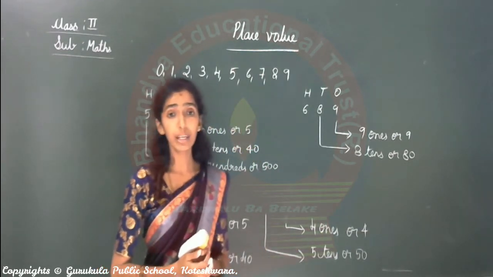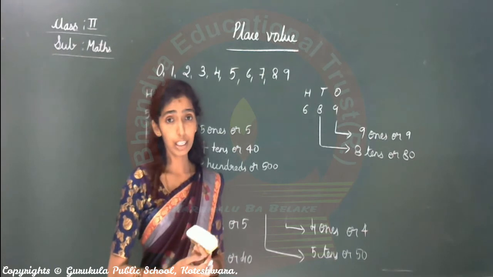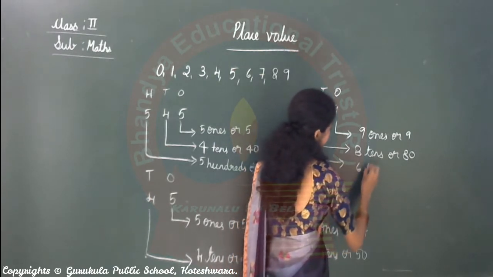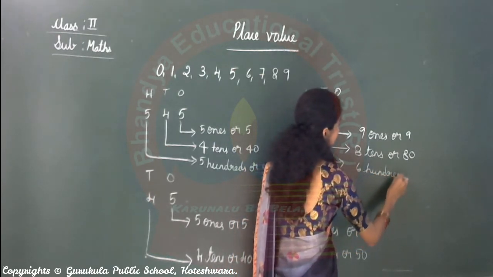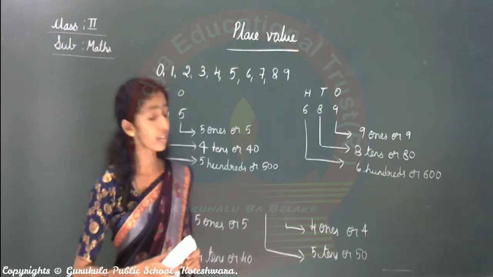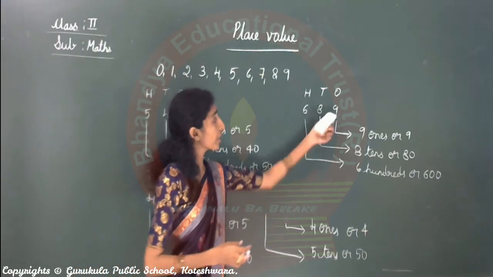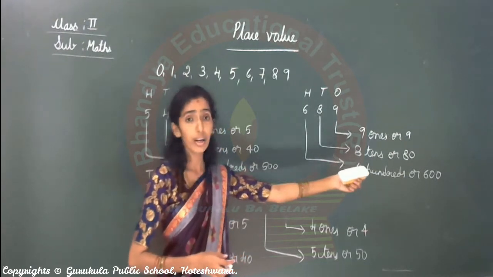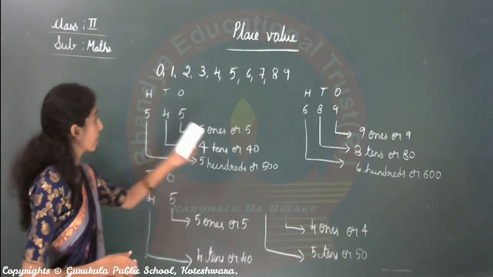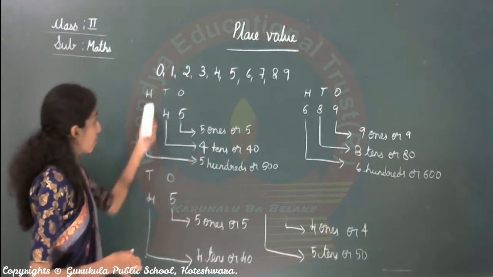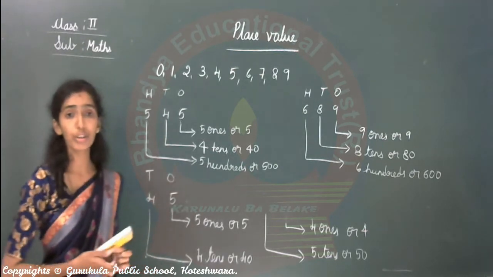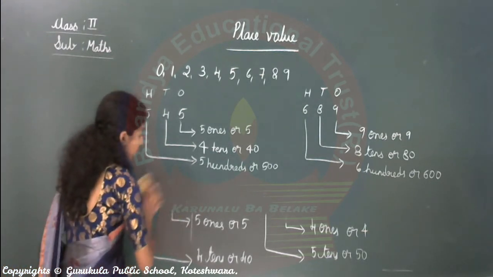Next, what is the place value of 6? Can you tell, children, what is the place value of 6? 6 hundreds, 600. See here, 9 ones or 9, 8 tens or 80, and 6 hundreds or 600. Like that only, 5 ones or 5, 4 tens or 40, 5 hundreds or 500. Understood, children? Like that only you should write the numbers and the place value of the numbers.